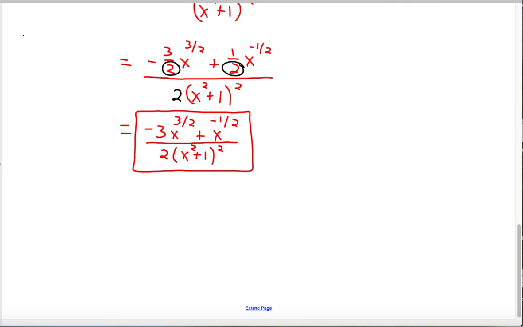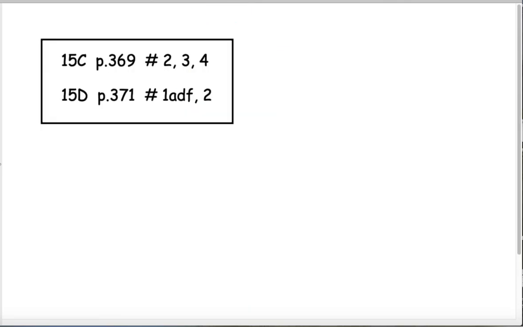And there you go. All right, problem set from 15C, which is the product rule, starts on page 369. And then some problems from 15D, which is the quotient rule, starts on page 371.